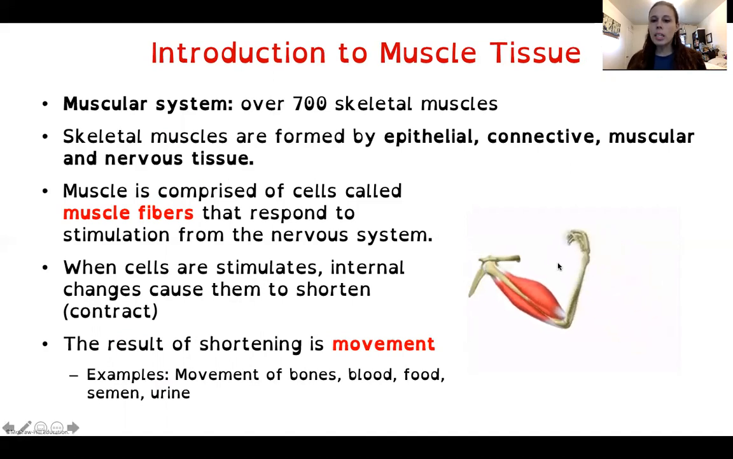So the relaxation will also lead to the opposite movement compared to the shortening. So as you can see here, this muscle is contracting. And so what you're doing is flexion of the forearm. And then when the muscle is relaxing and the opposite muscle is contracting, then you have extension of the forearm.